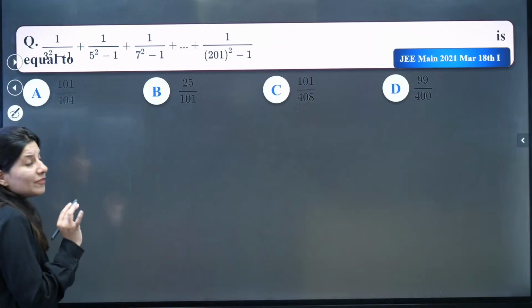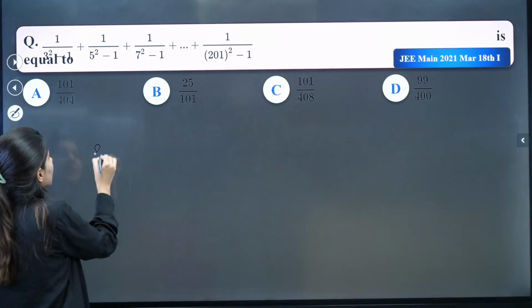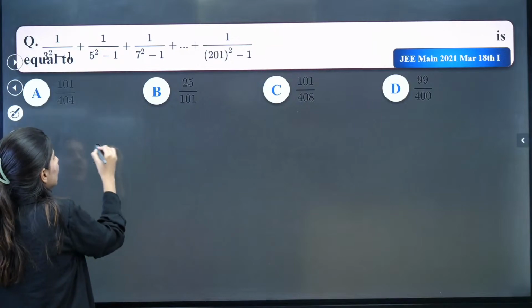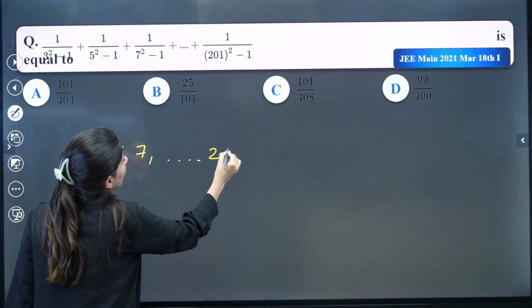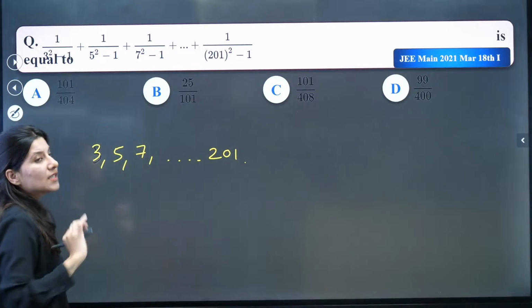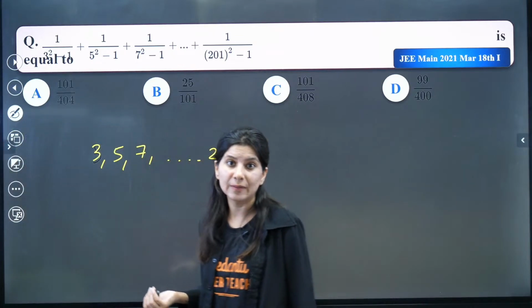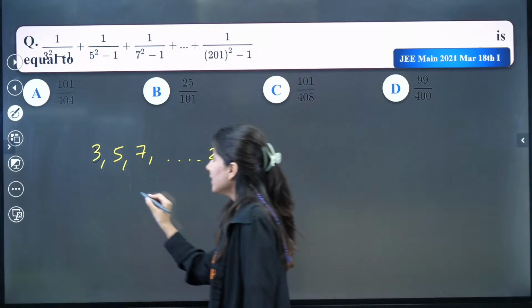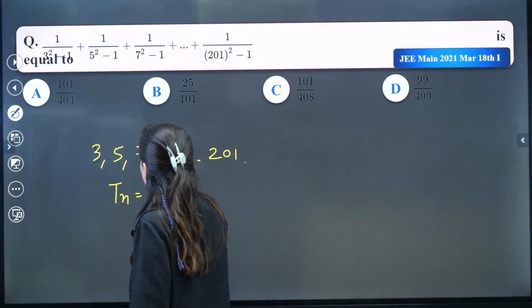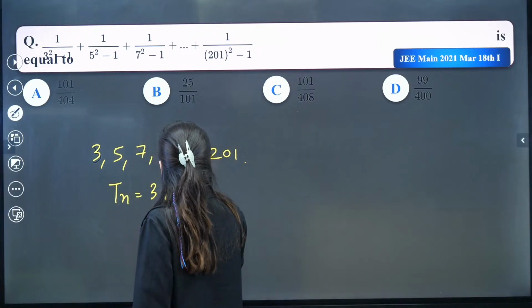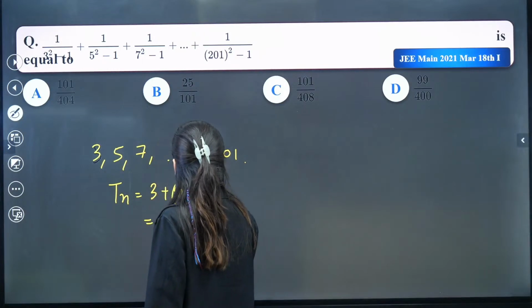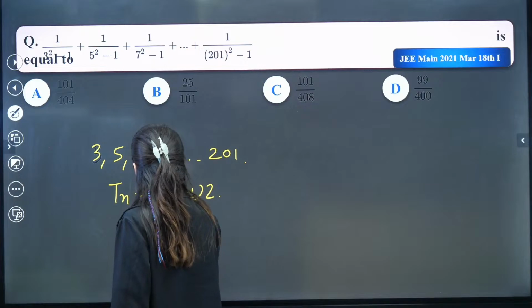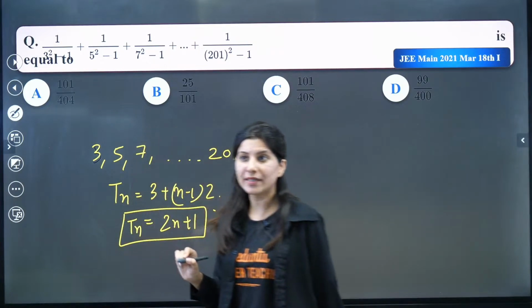First of all, we need to write the general term. Can you see that 3, 5, 7 and 201, all these numbers form an AP? And the general term of an AP is a plus (n minus 1) d. So 2n plus 1 is the general term.